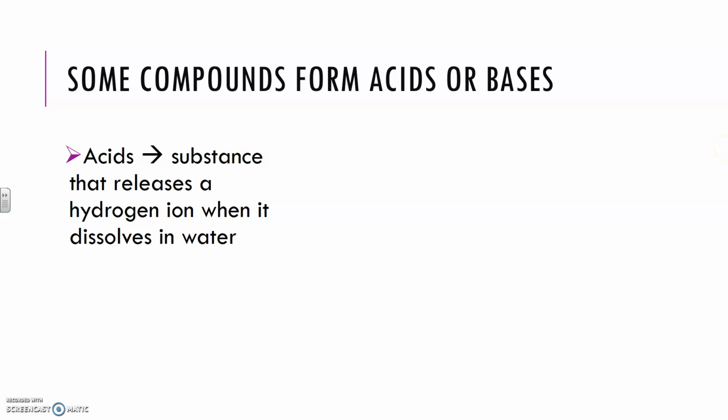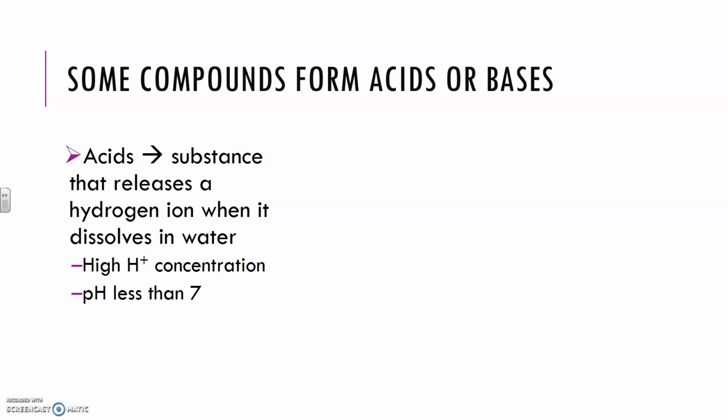Alright, so some substances can actually form special compounds when they're dissolved in water. And these compounds are called either acids or bases. So acids are generally substances that release hydrogen atoms when they dissolve in water. So that leads to a high hydrogen ion concentration. And as an ion, hydrogen is written as H+. Okay, so you get a high H+ concentration.